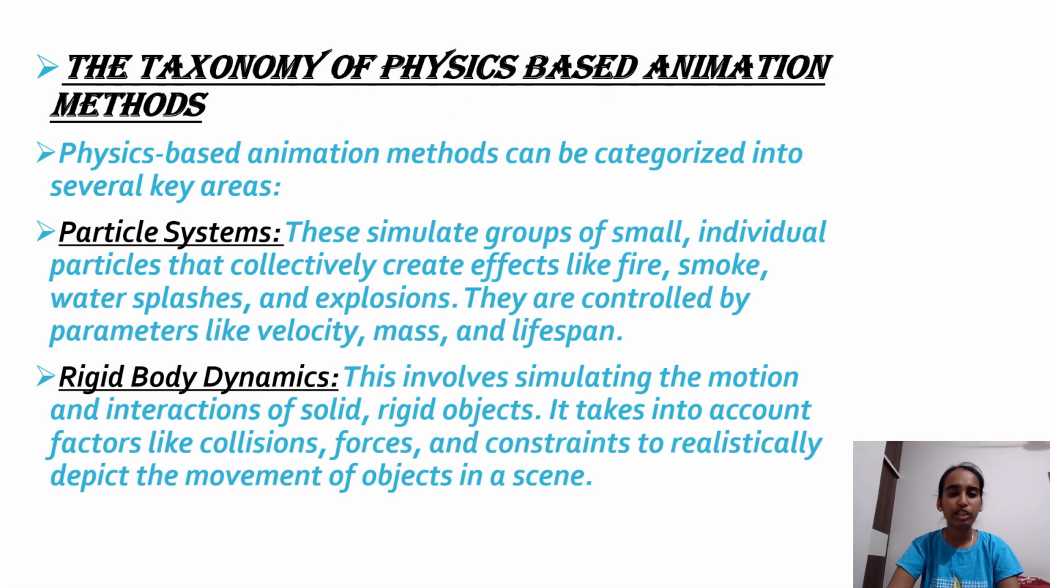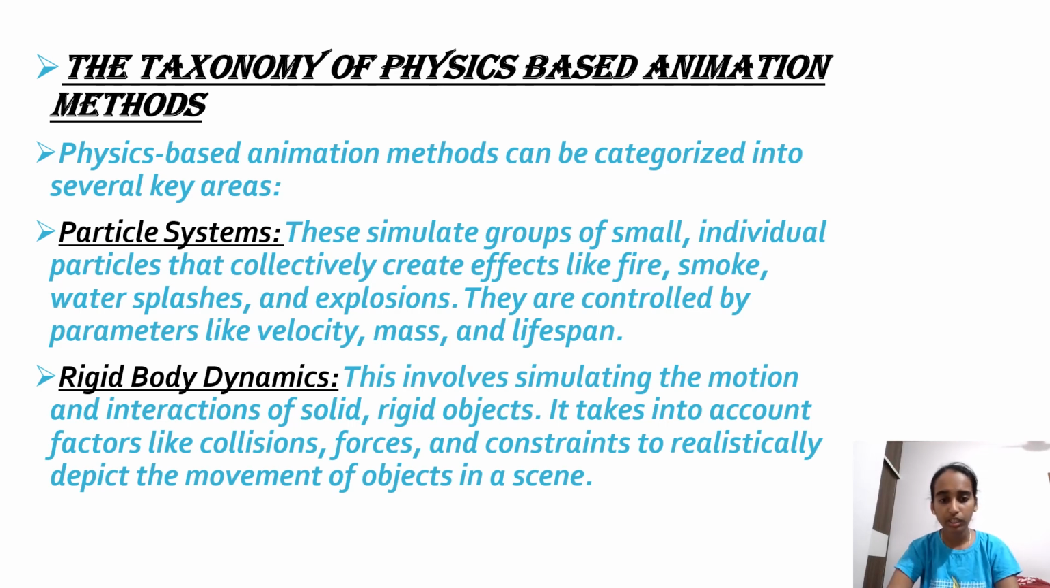Let us learn the taxonomy of physics-based animation methods. Physics-based animation methods can be characterized into several key areas. Particle systems. They simulate a group of small individual particles that collectively create effects like smoke, fire, water sprinkles, and explosions. They are controlled by parameters like velocity, mass, and lifespan.